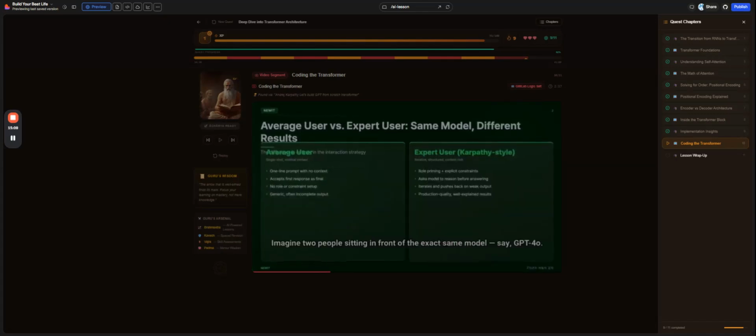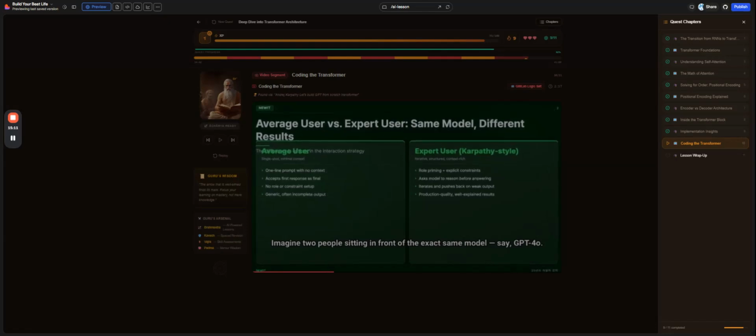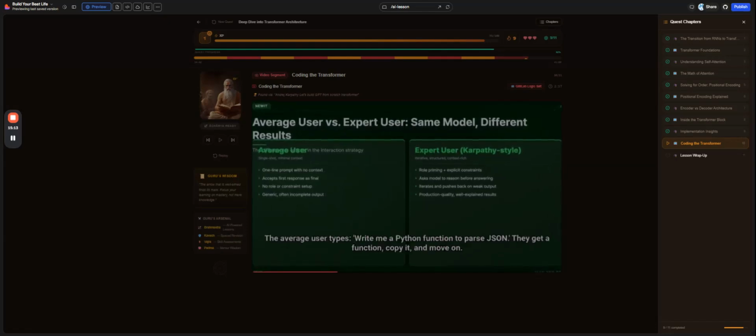Let's make this concrete. Imagine two people sitting in front of the exact same model, say GPT-4. The average user types "write me a Python function to parse JSON." They get a function, copy it, and move on. Now watch what an expert like Karpathy does differently.